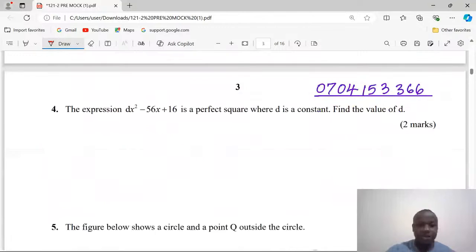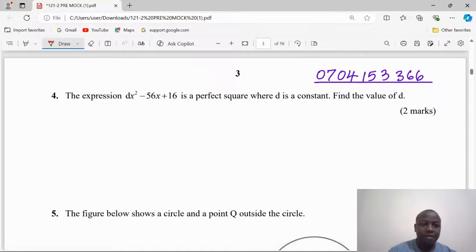Let's continue with number 4. The expression dx squared plus 16 is a perfect square where d is a constant. Find the value of d.